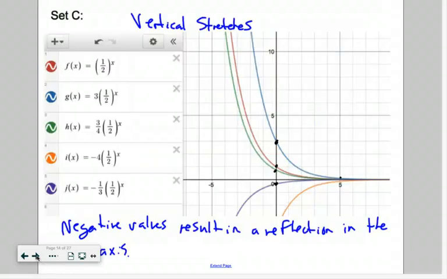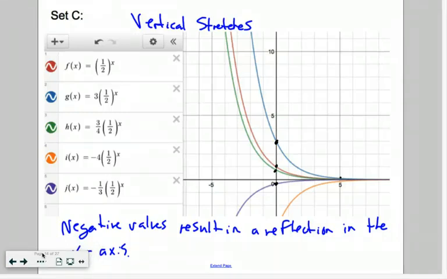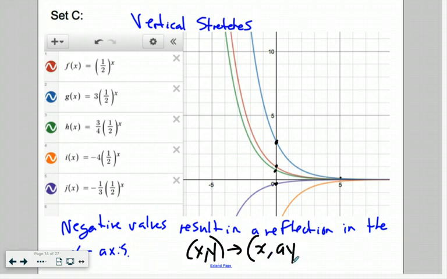Okay? If we look at the stretches, again, vertical stretches, those are coming in the form of an a value that's out in front, and again, it's just being multiplied. It's affecting your y values, right? So your mapping rule will go x, y maps to x, and then a times y, okay? Again, that is going to affect your y-intercept, right?